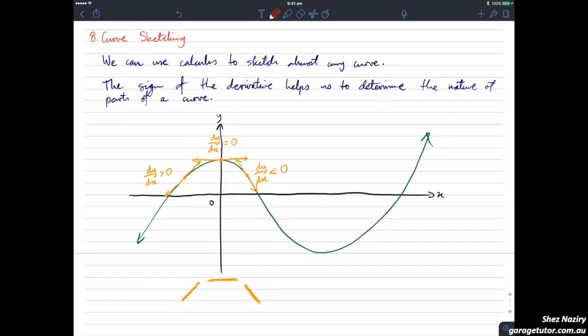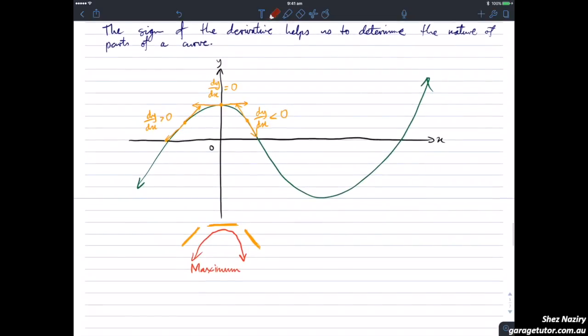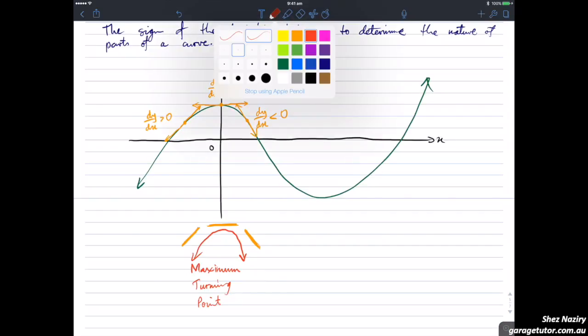Now, guys, this is called a maximum turning point. Maximum, that's two words, turning point. Alright, guys, I need quiet, come on. So that's a maximum turning point right there.